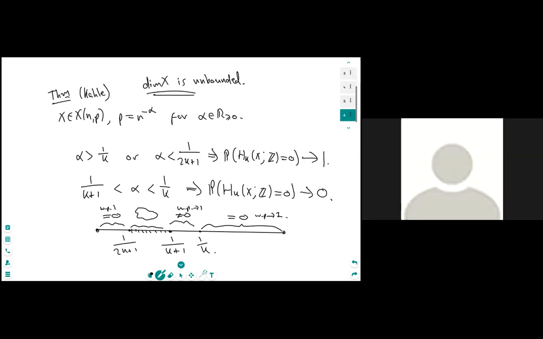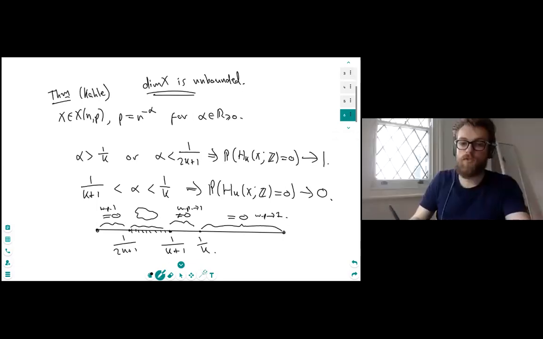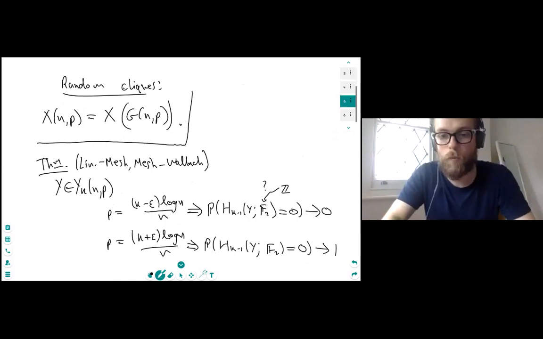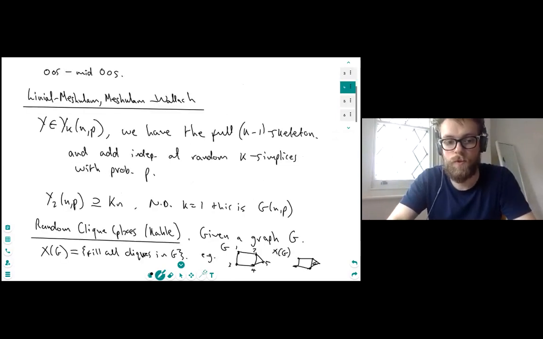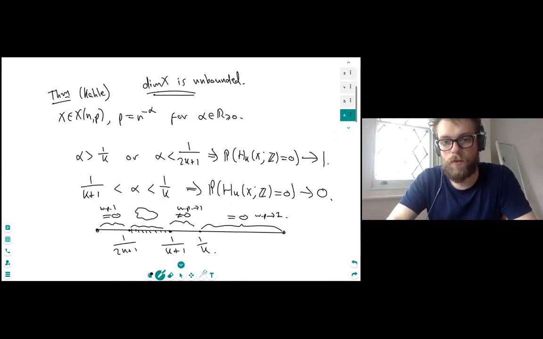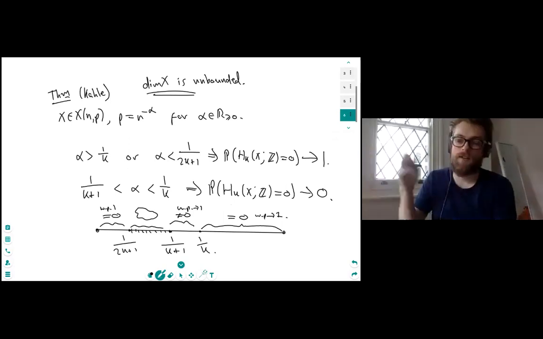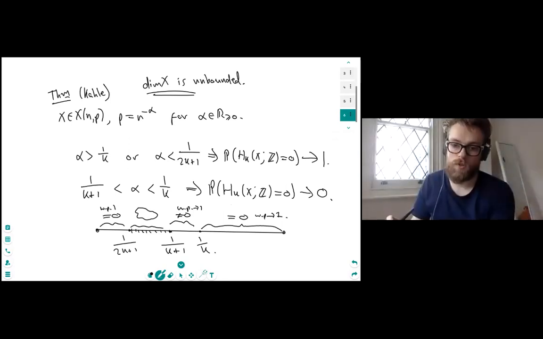Are there any results on the cohomology groups, or is this just all for homology? So these are actually proven for cohomology. At least for Meshulam-Wallach, the proof is all done with cocycles, and then you use the universal coefficient theorem to actually get to homology. Okay. Somehow it's more natural to think about cohomology.